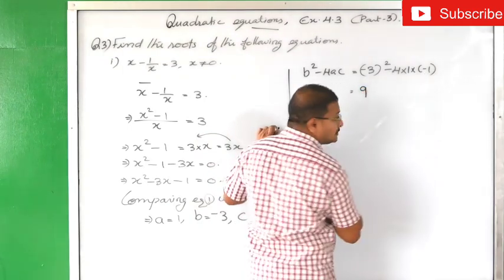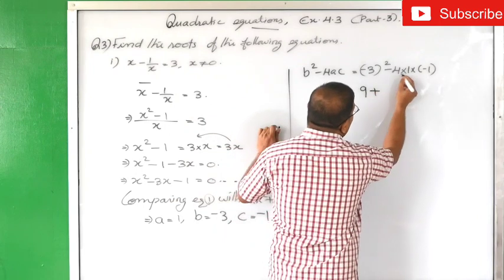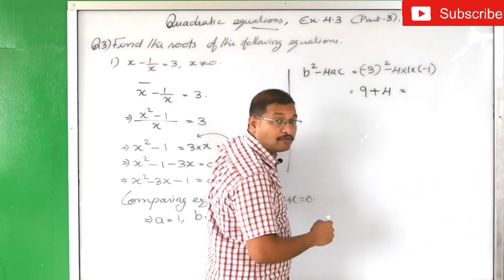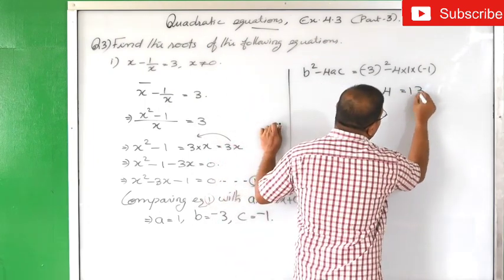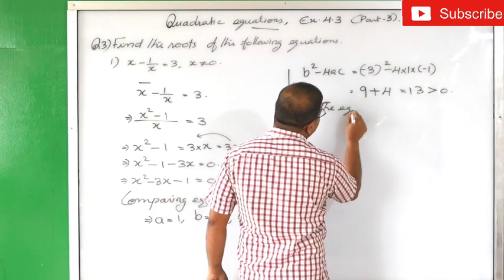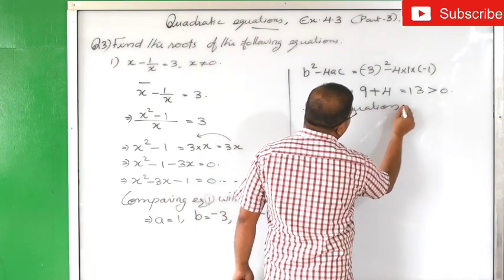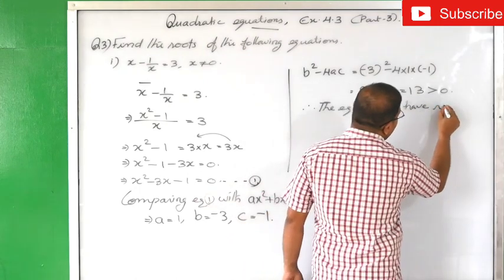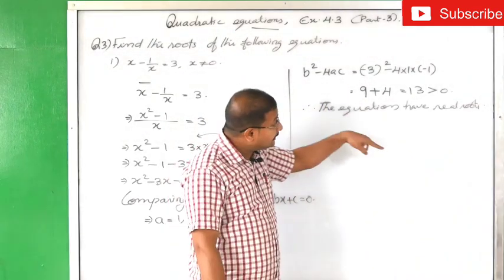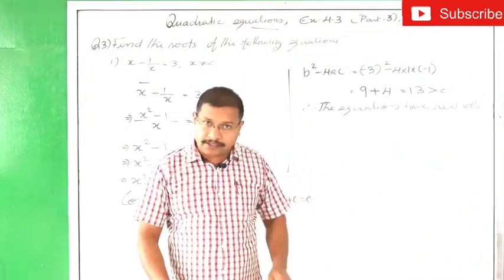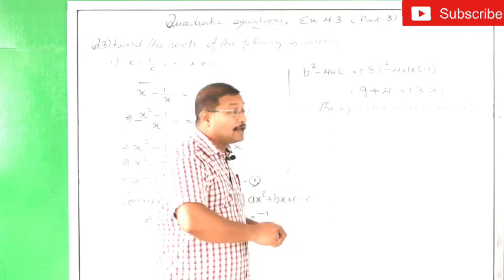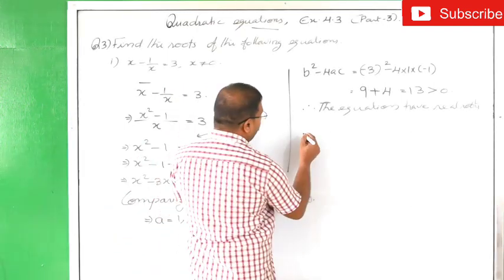Now minus into minus plus. 4 ones are 4. That means 4. So we will get 9 plus 4. What will you get? 9 plus 4? 13. This is greater than 0. Therefore, the equation have real roots. Because if you get b square minus 4ac greater than or equal to 0, you can continue the balance, isn't it? That means we wrote, since 13 is positive number that is greater than 0, so we wrote, therefore the equation have real roots.